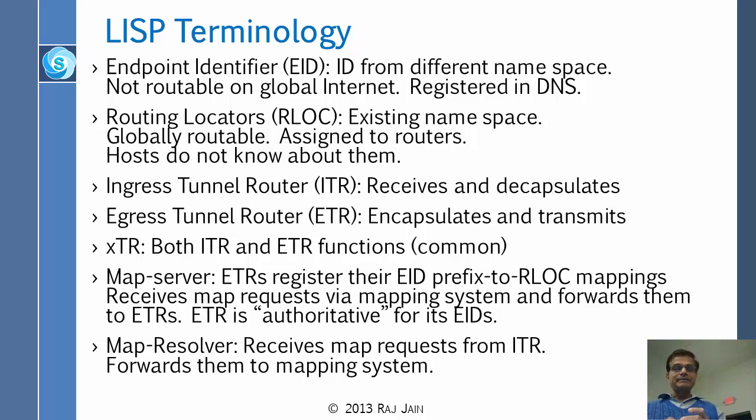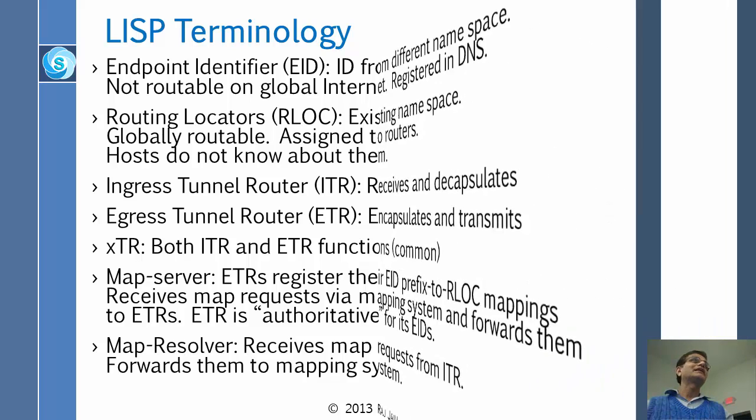Okay, so now you can see, well, let me finish this line. The map resolver receives map requests from the ITR and forwards them to the mapping system. So there are 2 functions here, server and resolver. The server is where you register, and the resolver is where you find the answer, where you query. So you go to one place and register, and you go to another place to find the answer. Now again, both functions could be in the same place, but these are two functions. One is a database entry problem, one is a database lookup problem.